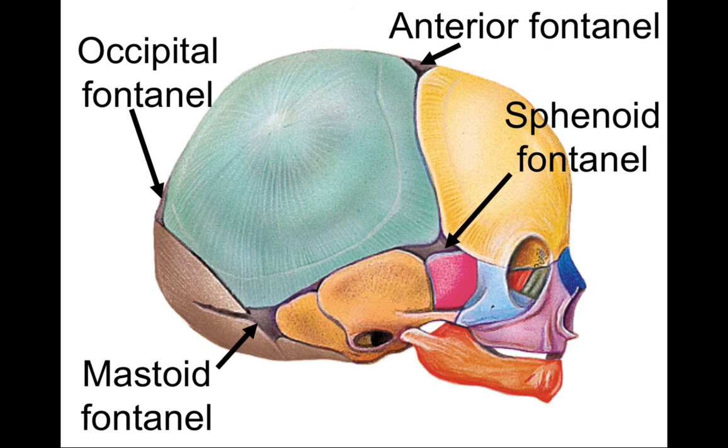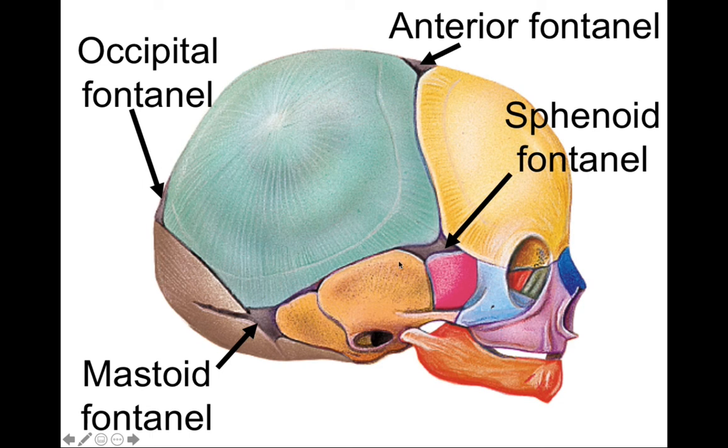So we have 4 fontanelles on the fetal skull. We have the anterior fontanelle, the occipital fontanelle, the sphenoid fontanelle, and the mastoid fontanelle. The anterior fontanelle can be found at the location where the parietal bones meet the frontal bone. And it's called the anterior fontanelle because it's in front of the occipital fontanelle, which is found here towards the backside, next to the occipital bone and the 2 parietal bones.